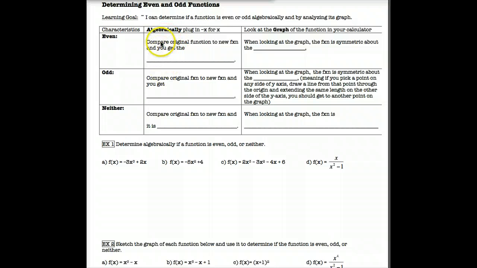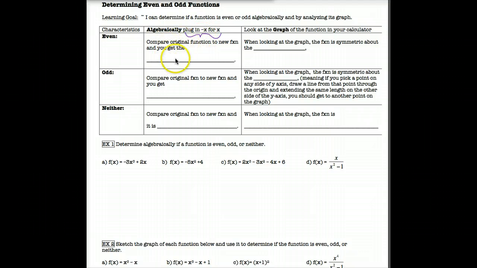So we've got a little chart here to help us determine if something is even, if it's odd, and there are some that are going to be neither even nor odd. I know that seems kind of intuitive, but there are some that are not. So we're going to talk about algebraically first, and what you do algebraically to find if a function is even or odd is you plug in negative x in place of x in the function and simplify it.